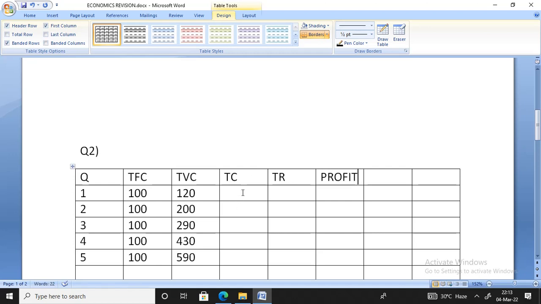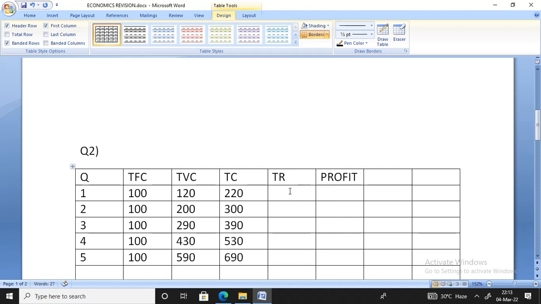Total cost is equal to fixed cost plus variable cost. So you have the fixed costs, which are standing at 100, plus the respective variable costs. So 100 plus 120 gives you 220. 100 plus 200 gives you 300. 100 plus 290 gives you 390. 100 plus 430 gives you 530. 100 plus 590 gives you 690.